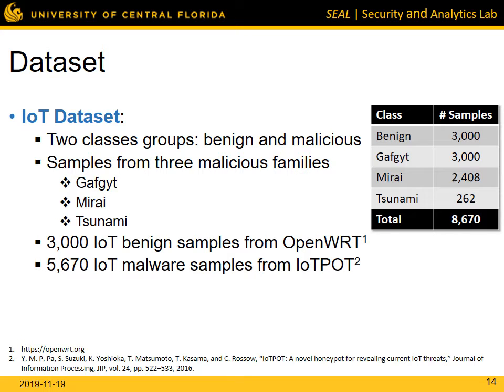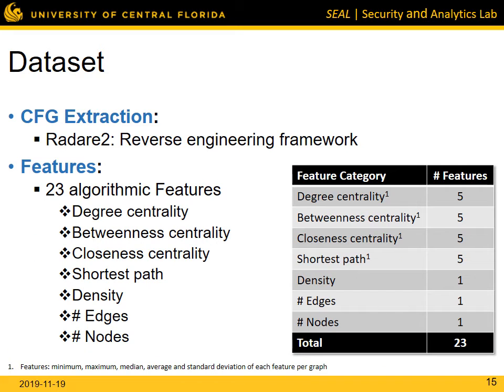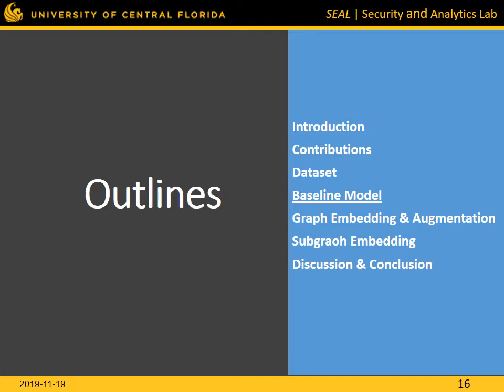Our dataset consists of 3,000 IoT malware samples collected from OpenWRT and 5,670 IoT malware samples also gathered from IoTPOT. These malware samples consist of 3 different malicious families as shown in this table. Afterwards, we extract the control flow graph of the samples using Radare2, which is a reverse engineering framework. Then we extract 23 algorithmic features from the graph, including degree, betweenness and closeness centralities, shortest path, density, and number of edges and nodes.